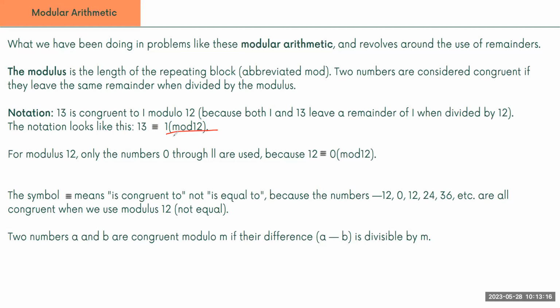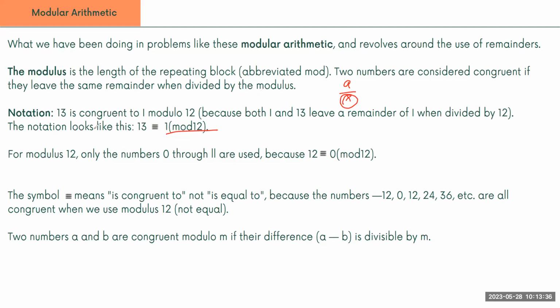So as before, if we wanted to find the remainder of something when divided by something, we have a number A, and we want to divide this by X. This is going to be our modulus. And then the remainder is going to be the number that we have. Two numbers are considered congruent if they leave the same remainder when divided by the modulus.